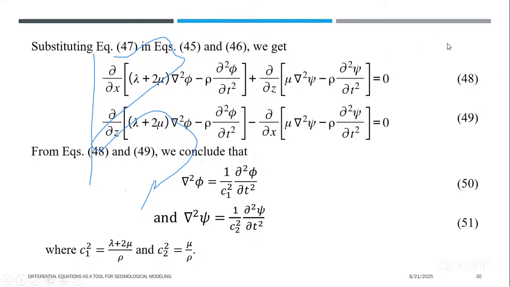I think the annotation should be stopped. There are some annotations built in. Okay, leave it. So these are C1 and C2.